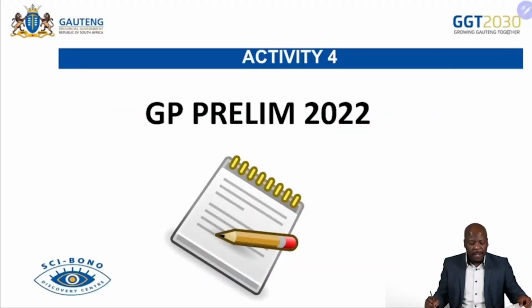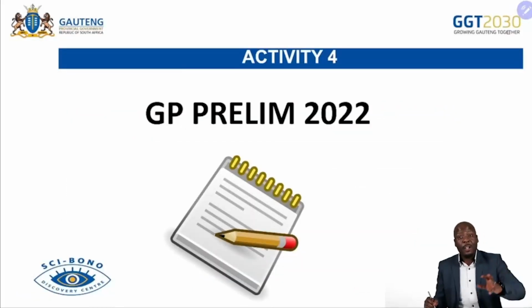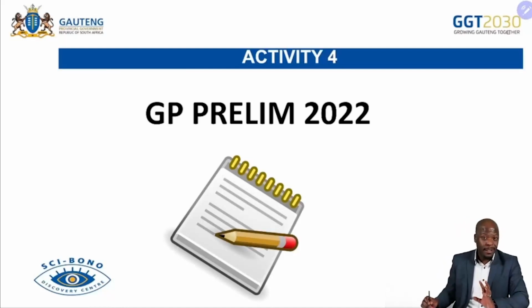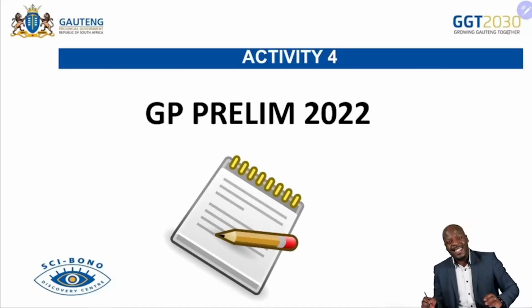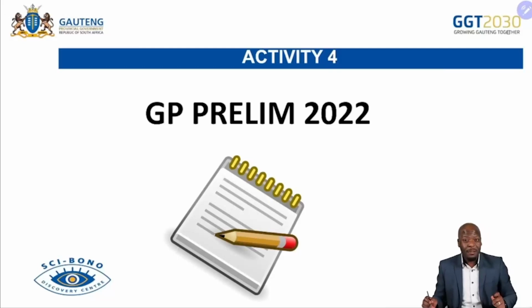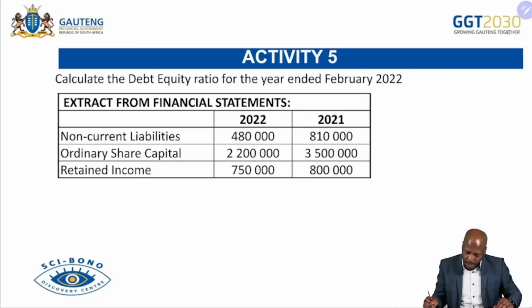Now, it's going to take us now to the calculation of financial indicators. Again, we are in the Gauteng prelim for the year 2022. Let's see a few calculations that were in this paper. It says, calculate the debt equity ratio.